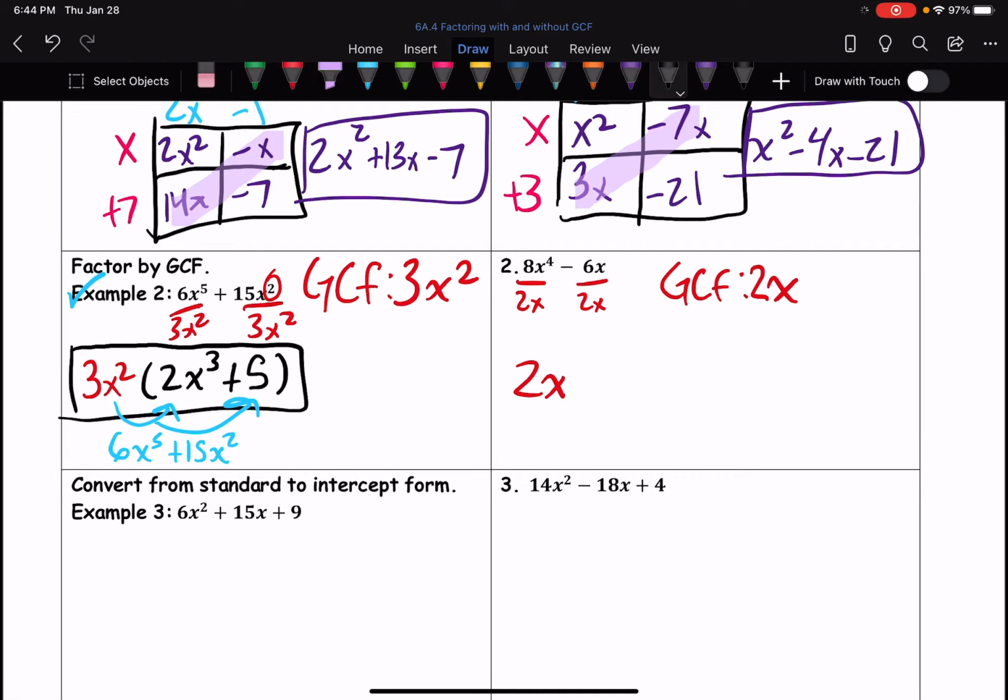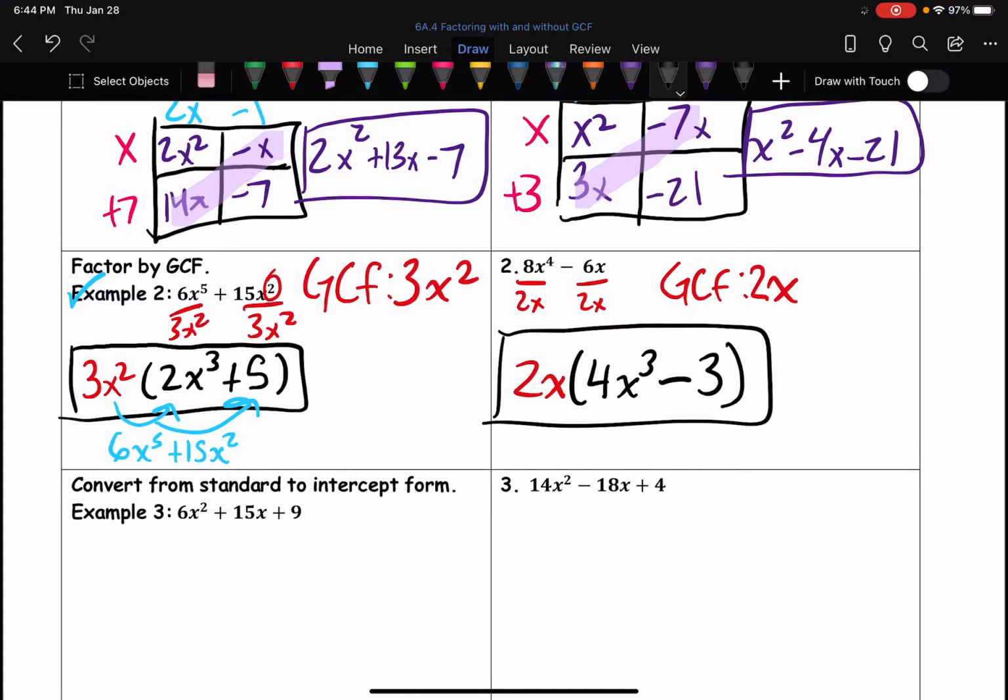I'm going to put our greatest common factor first. 8 divided by 2 is 4. And x to the 4th power divided by x is going to be 4 minus 1, so x cubed. Minus 6 divided by 2 is 3. And x divided by x is 1. So our factored form is 2x multiplied by 4x cubed minus 3.